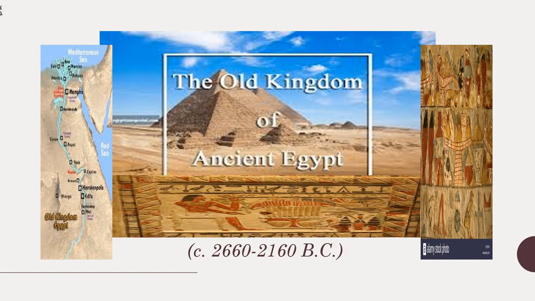Starting with the Old Kingdom, you see the dates roughly there. So we're going back thousands of years here. Another map on the left gives you a better look at some of the cities. Memphis, an early capital. Some of the artwork on the right.